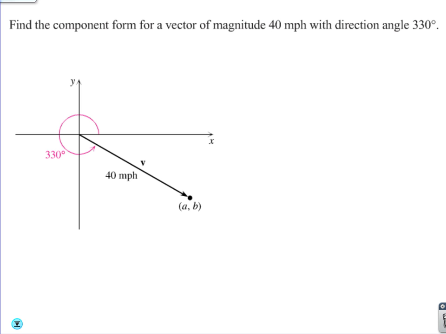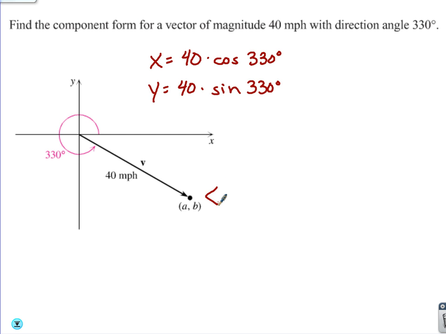Let's see. Your x component should be, let's try to use the shortcut this time, the magnitude of your vector times the cosine of your angle. The y component, from what we just did, should equal the magnitude times the sine of your angle. Let's see what we get there. So your actual vector would be 40 times cosine. A lot of times they'll leave it like that. 40 cosine 330, and your y component will be 40 sine 330.